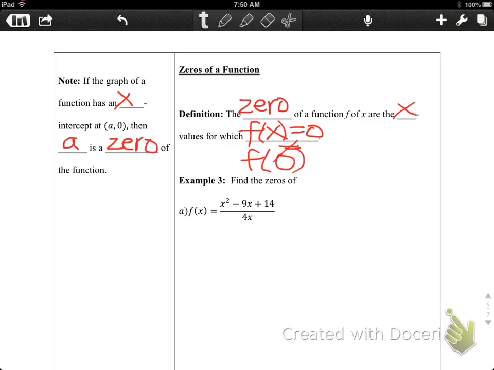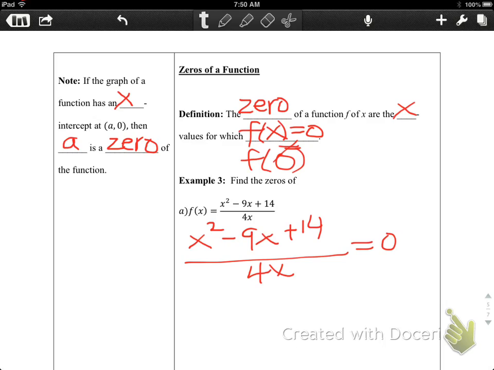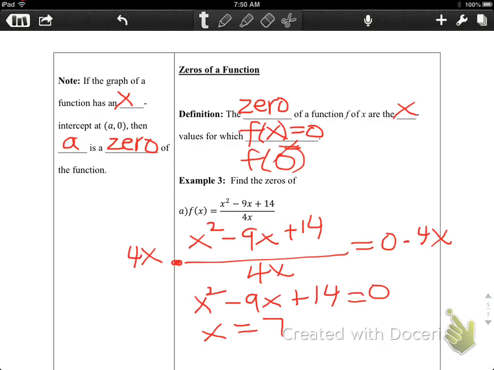Okay, so in example 3, we need to find the zeros of f of x equals (x squared minus 9x plus 14) over 4x. So we're going to take our function, (x squared minus 9x plus 14) over 4x, and set it equal to 0. And now use some algebra. We multiply both sides by 4x, and you'll have x squared minus 9x plus 14 equals 0. Then I'll leave it to you all on your own to factor that. That factors nicely, and your final answer would be 7 and 2.